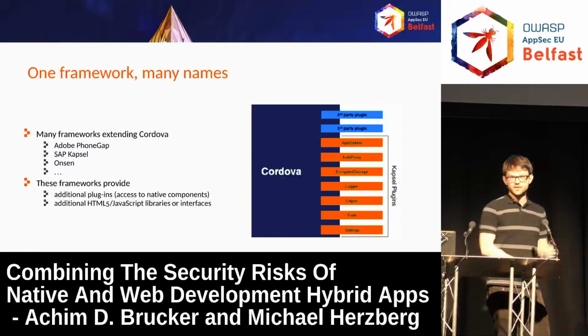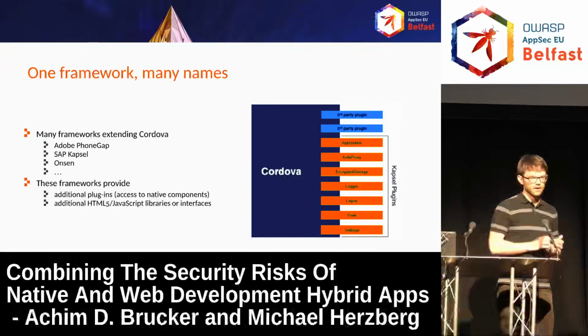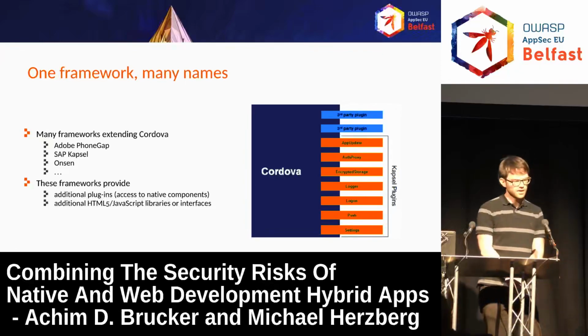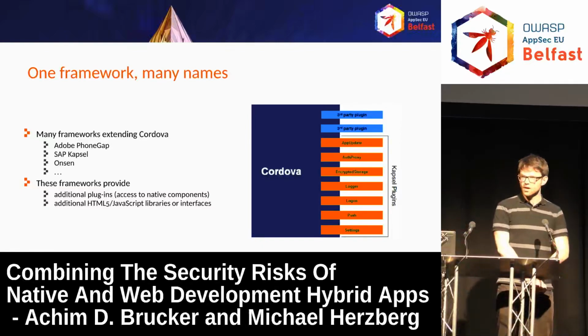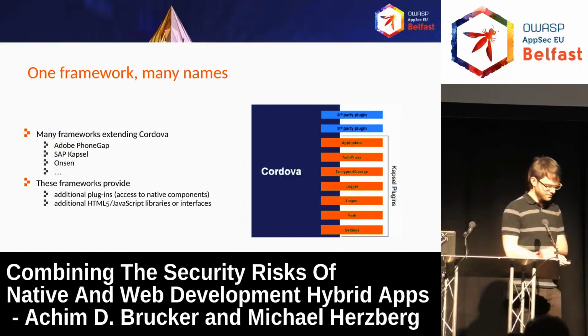The core of the framework is called Apache Cordova, but it actually has many different names. Many companies like SAP, for example, went ahead and provided a bunch of advanced plugins. So you will find Apache Cordova under the hood of Adobe PhoneGap, for example, or SAP Kapsel, which is basically Cordova plus a bunch of proprietary plugins that are also provided for features that you would need for an SAP app, like secure single sign-on.